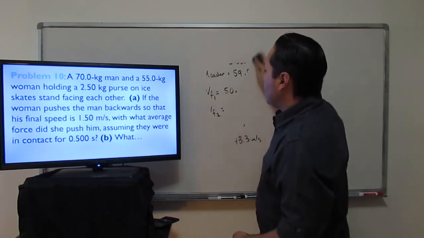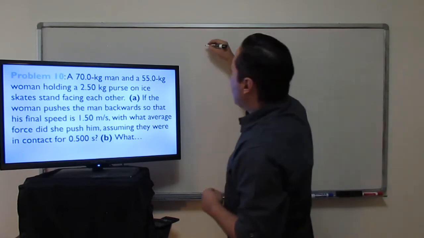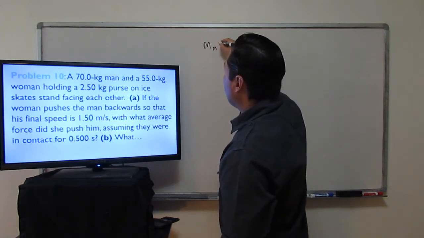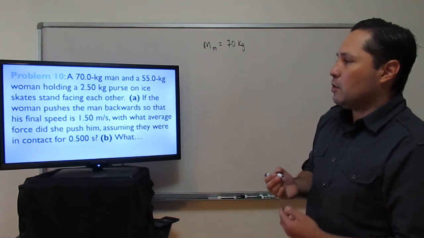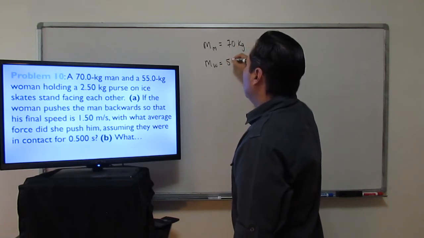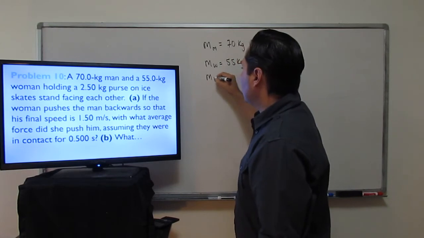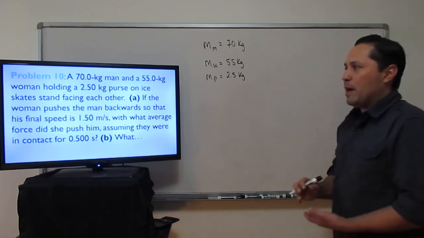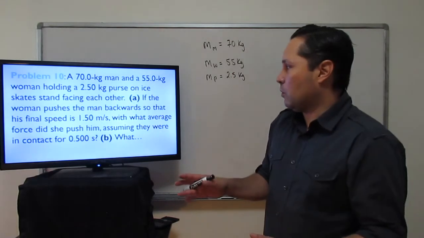We're going to begin by writing down everything we know about this problem. So the mass of the man, I'll put M for man, is 70 kilograms, so he's heavier than the woman. And the woman weighs 55 kilograms. So mass of the woman, 55 kilograms. And she's holding a purse. So mass of the purse is going to be 2.5 kilograms, a little bit over 5 pounds. Again, they're standing on ice so that we can ignore friction. That's the reason why they keep saying that.